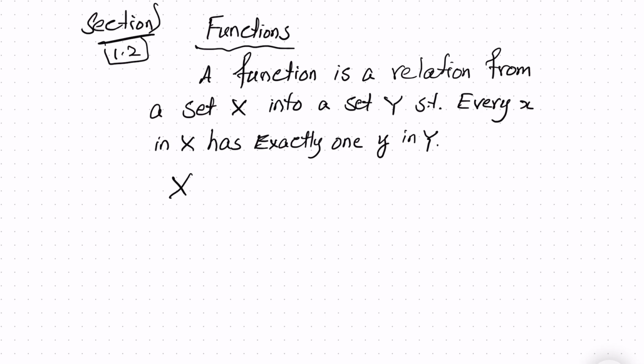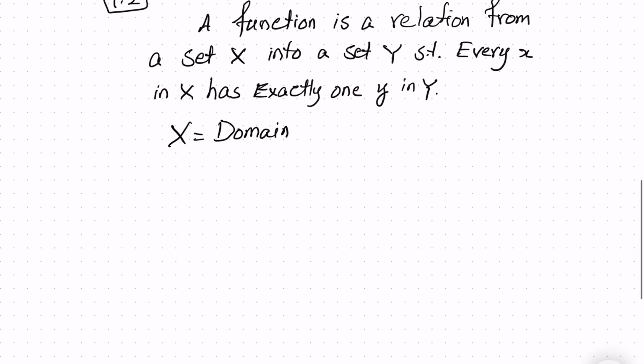The set X is called the domain, and we'll talk about domain in a moment. And the set Y is called the codomain, or for simplicity we'll call it the range.